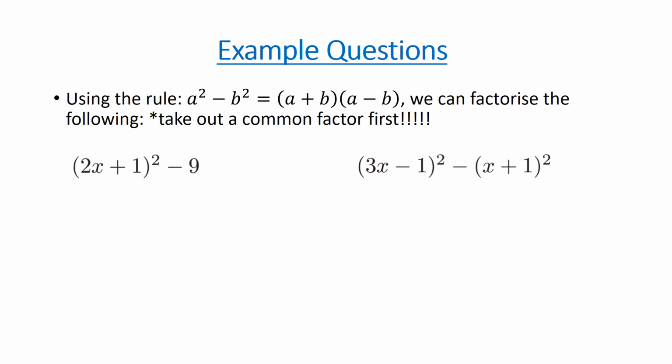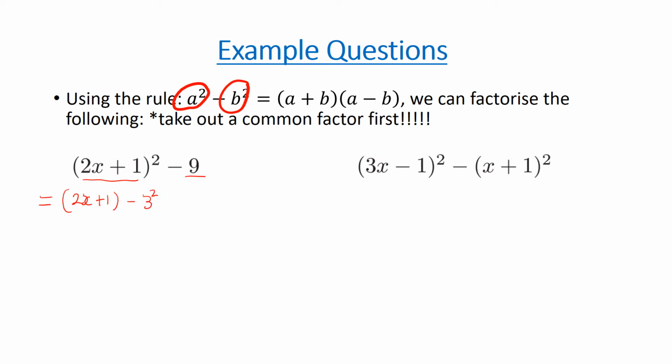Okay, so remember that when we are trying to factorise the difference of two squares, we need to make sure that we have our expression where we've got our first term squared minus our second term squared. And you can see that in our first example, we do have our first term to the power of 2, but our second term is not in the form to the power of 2. So what we need to do is rewrite this as 2x plus 1 take 3 squared.